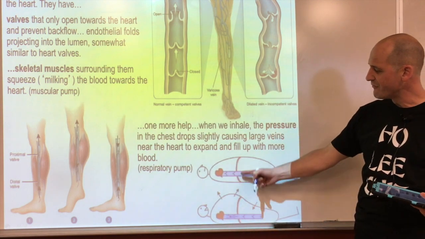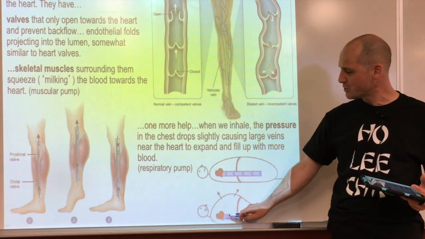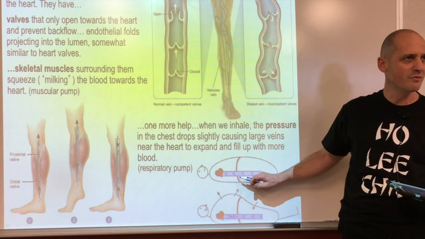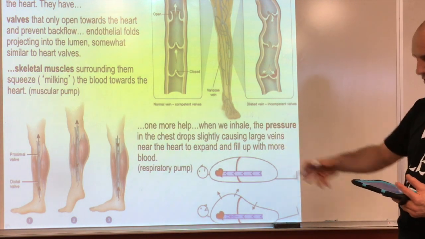That's the only picture I found. It's kind of good though. You inhale, the blood keeps going. You don't inhale, the blood doesn't move. So I thought that was pretty good for that. That's an interesting concept though.